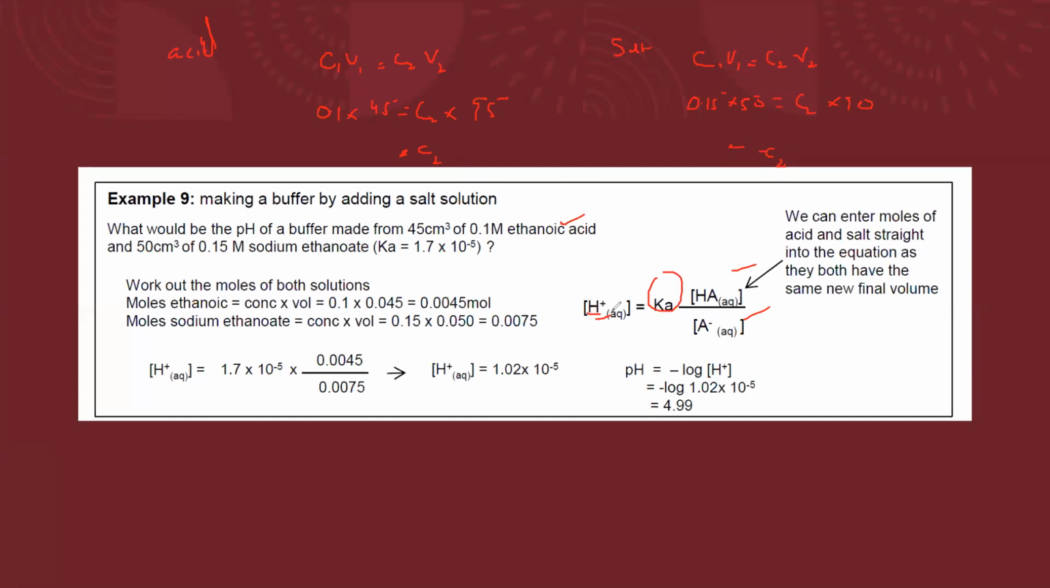The second method: I will find the moles and substitute the moles here because the volume is the same for both. Moles divided by volume and moles divided by volume, so volume cancels with volume. So I can take a ratio of the moles, and using that mole ratio multiplied by Ka, I can find the hydrogen ion concentration, and using that, I can find the pH.